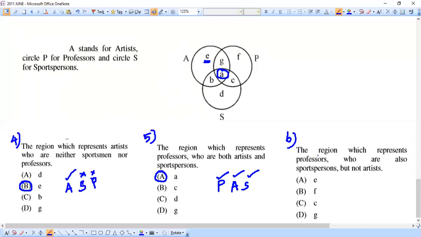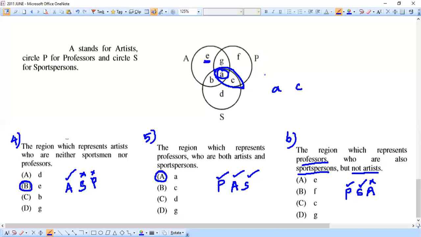And last, the sixth, one more question. The region which represents professors who are sportsmen but not artists. Not artists. So we need professors, I'm ticking it. And we need who are sportsmen, that also we need, but they are not artists. So first of all we will search for the region where we have professors and sportsmen. Professors and sportsmen are here. If you want I can even mark it separately and show. This region I have just highlighted, can you see that? This leaf like structure is what is common to professors and sportsmen, inside which we have A and C.